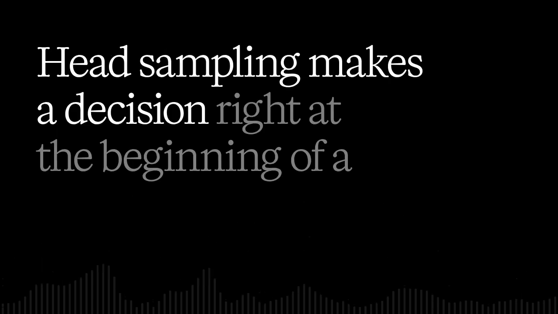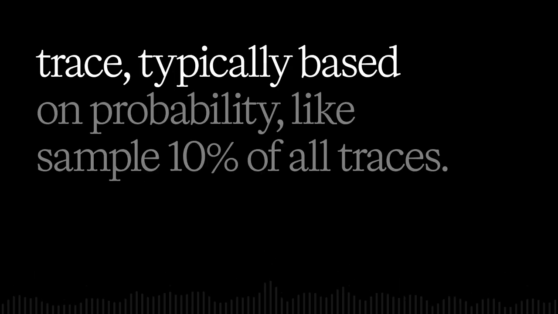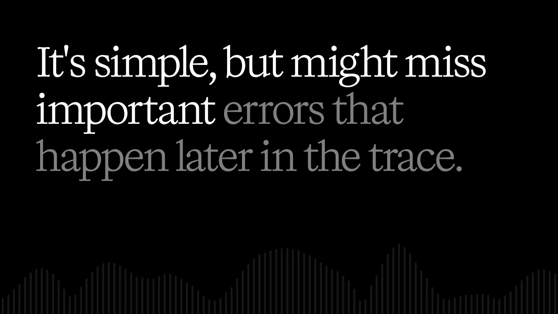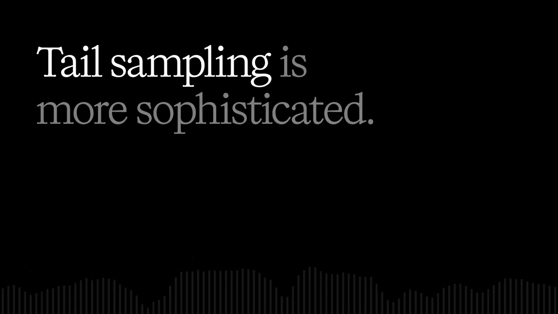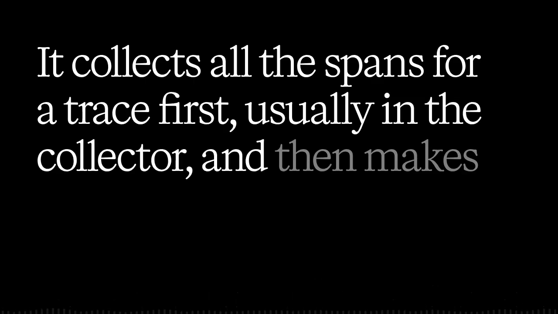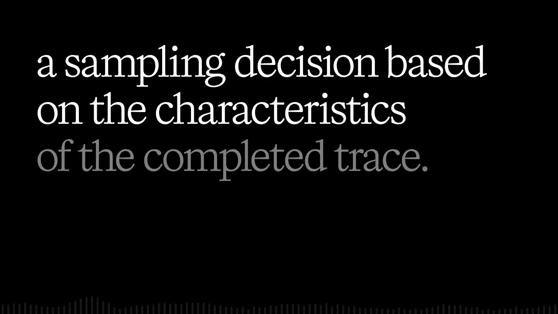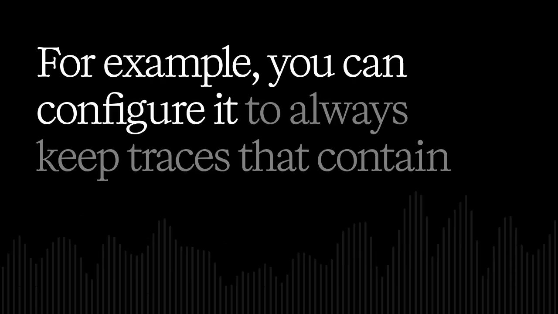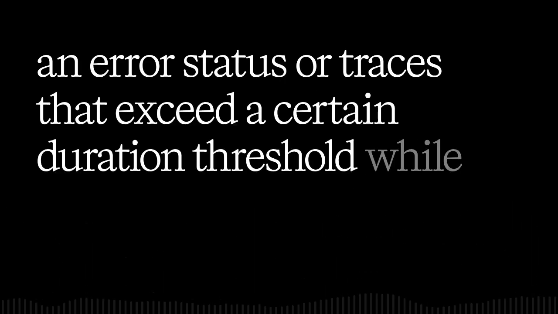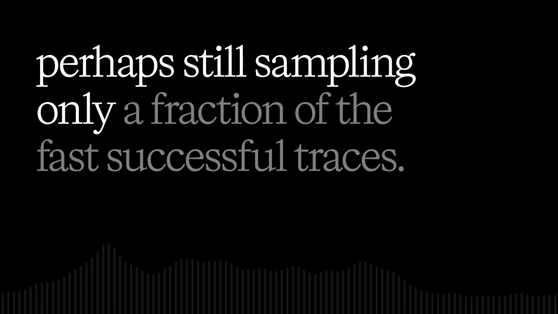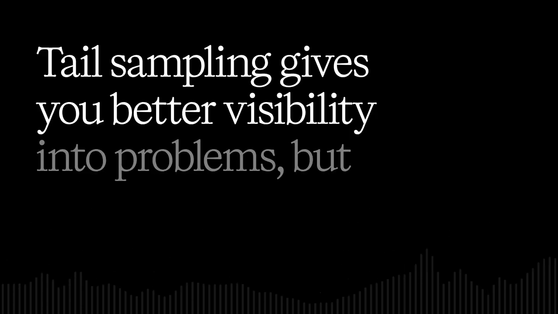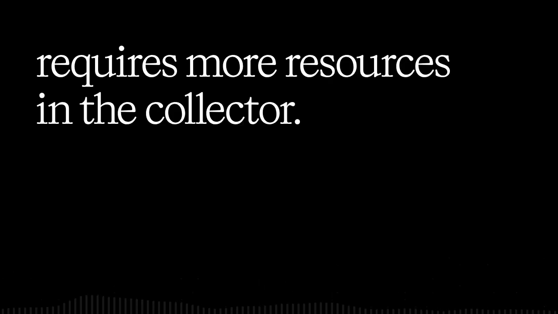Head sampling makes a decision right at the beginning of a trace, typically based on probability, like sample 10% of all traces. It's simple, but might miss important errors that happen later in the trace. Tail sampling is more sophisticated. It collects all the spans for a trace first, usually in the collector, and then makes a sampling decision based on the characteristics of the completed trace. For example, you can configure it to always keep traces that contain an error status, or traces that exceed a certain duration threshold, while perhaps still sampling only a fraction of the fast, successful traces. Tail sampling gives you better visibility into problems, but requires more resources in the collector.